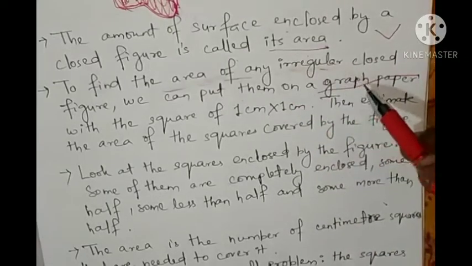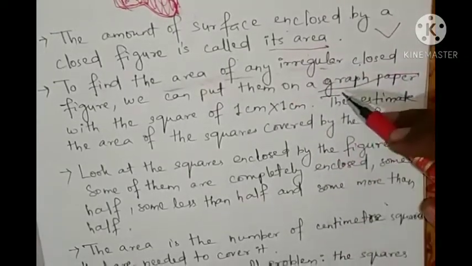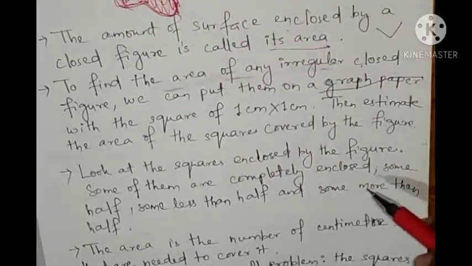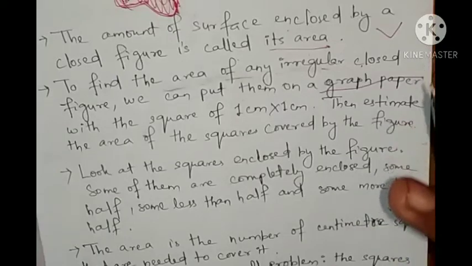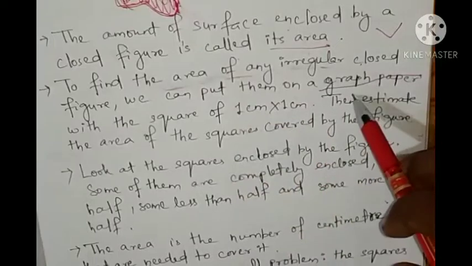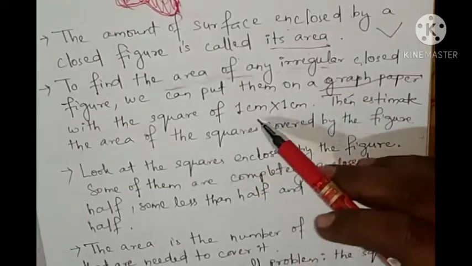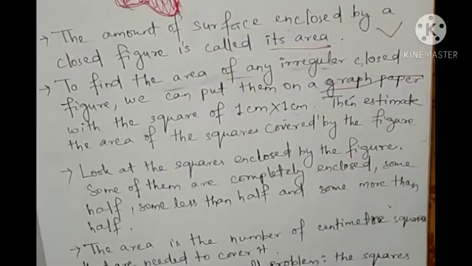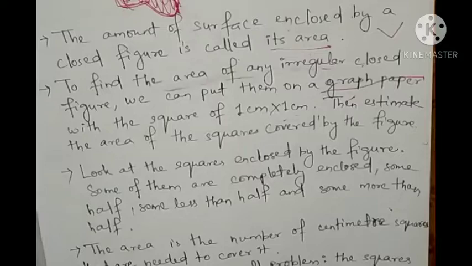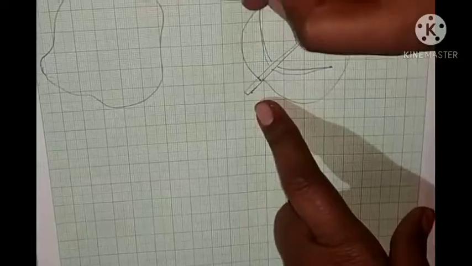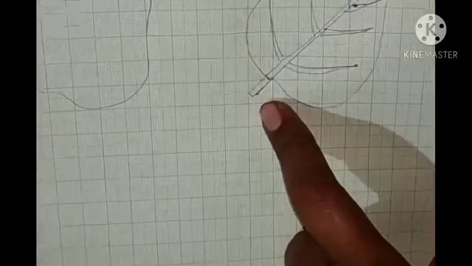So any irregular closed figure, means the sides or shapes do not have the same length and same shape. So what we can use? The graph paper with squares of 1 centimeter into 1 centimeter. Then estimate the area by the squares covering the figure. So I am showing you again the graph paper. So look at here. If I zoom it, look at here. I am zooming.